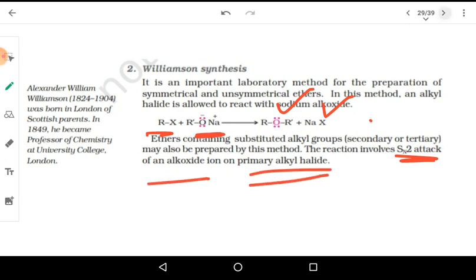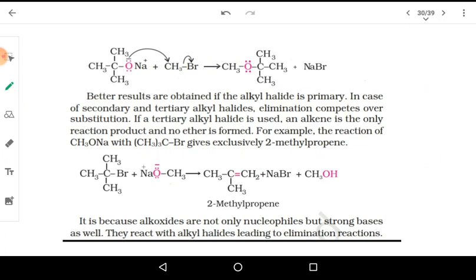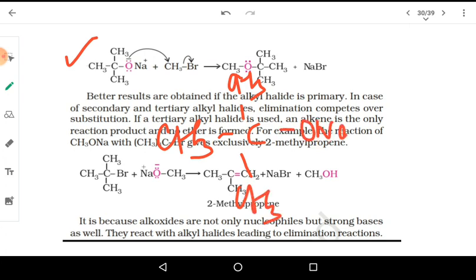I'll highlight. So always go by the mechanism like this, otherwise it is going to be difficult. So first of all, we have CH3, CCH3, CH3, ONa. This is treated with CH3Br.